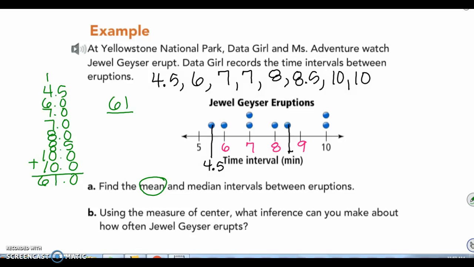We have 8 numbers in our data set. So we're going to divide 61 by 8. And that gives us 7.625. So that is our mean.